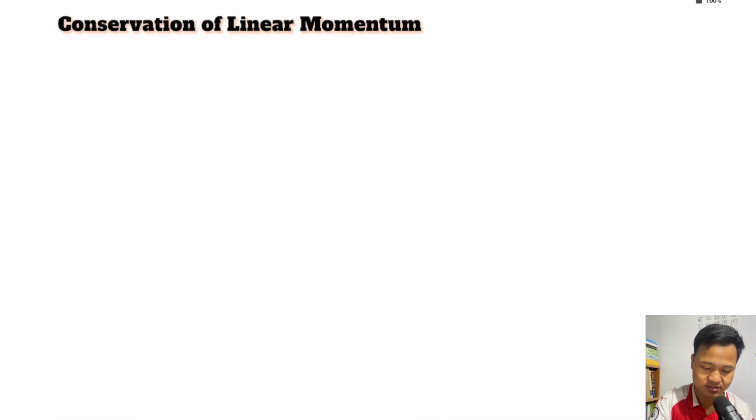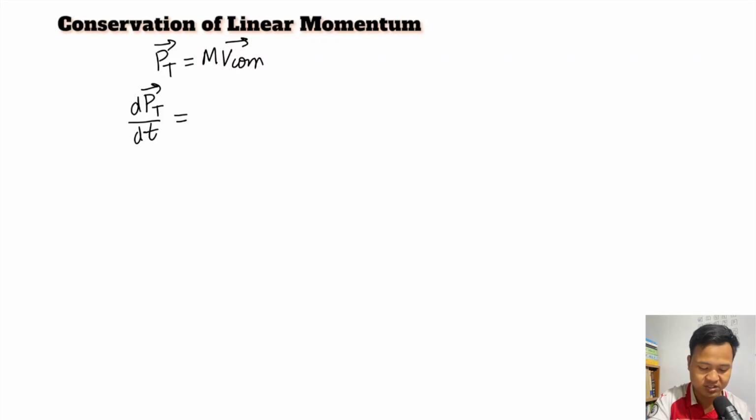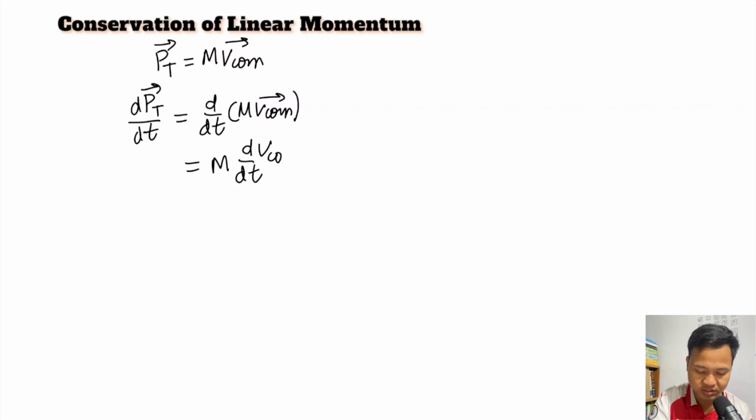So let's try to write this. The total momentum is the total mass into the velocity of center of mass. Let's differentiate both sides with respect to time. If I differentiate both sides, what will I have? dP total by dt equals d by dt of m into vcom. Mass is constant, so it comes out: m into d by dt of vcom. Here the left side is dP by dt, the derivative of momentum with respect to time.